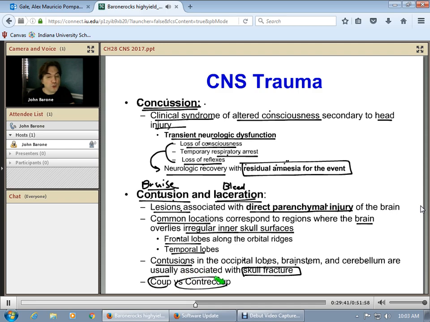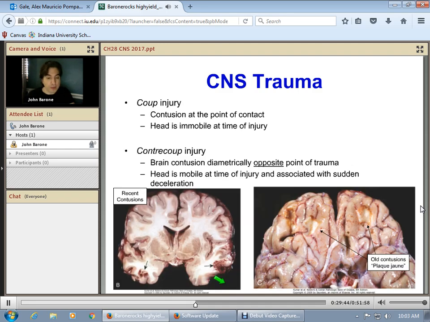Now, the concept of coup versus contrecoup. Coup means a blow to your head. So, a coup injury. Say you're just reading your notes, minding your own business at the bus stop, and somebody walks up to you with a baseball bat and says, "Meet Lucille," bam, and they just whack you right here. You're going to see a bruise right there. That's a coup injury. My brain wasn't moving at the time. I was just standing there, and you hit it suddenly. Well, you're forcing the skull to push back on the brain suddenly.